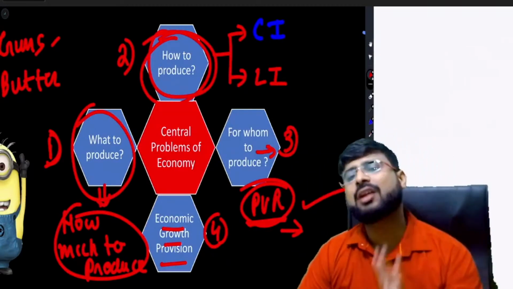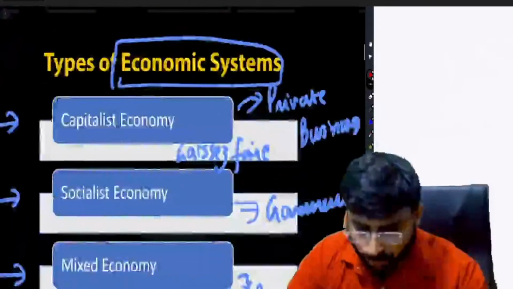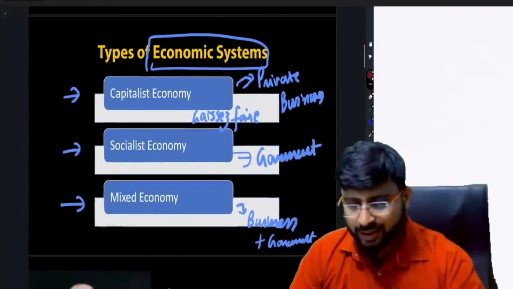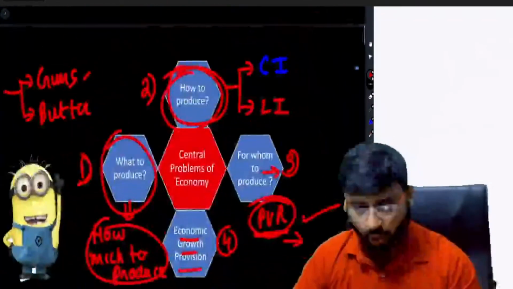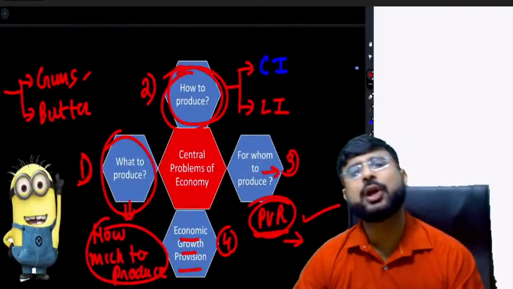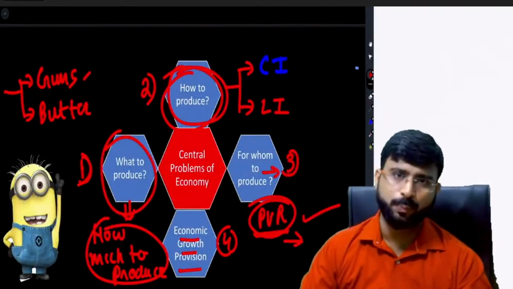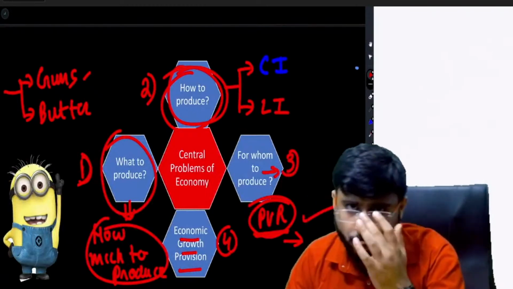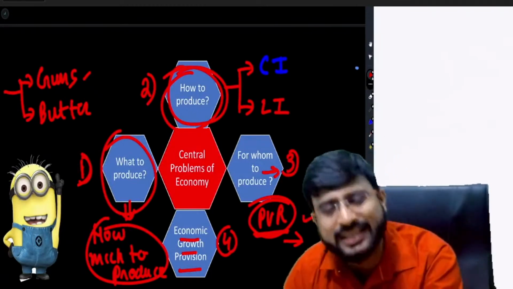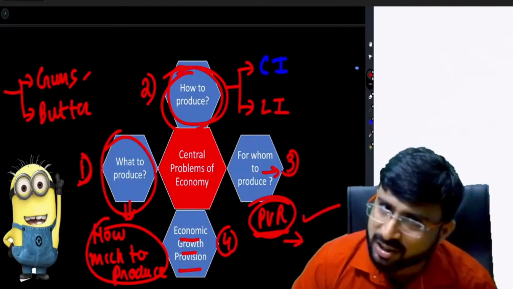So everyone, there are four central or major problems of economy. What to produce, how to produce, for whom to produce, and economic growth provision. Again, I will do two things: summarize it in Hindi and then a faster version in English once again.